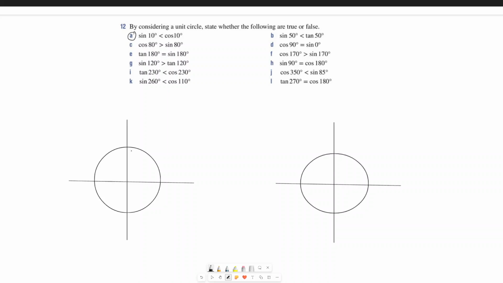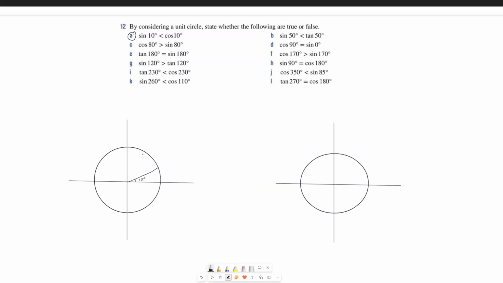Question A here: sine 10 degrees, and we're comparing that to cos 10 degrees. So let's form the angle first, 10 degrees. That's going to be about here. There we go, so that's 10 degrees.